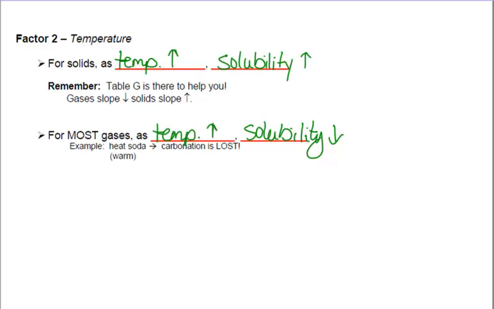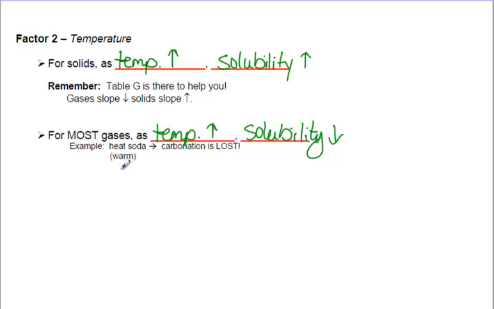Solids slope upward, so we'll look at how temperature affects solubility in that sense for solids. For most gases, as temperature increases, solubility is going to decrease, and that's why the slope is downward. Here's a prime example. When you heat soda, carbonation is lost. It goes flat. Think about it.